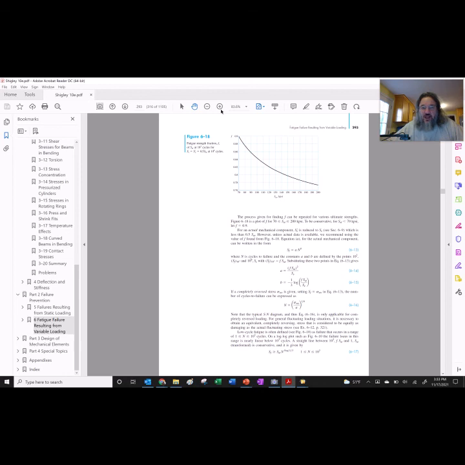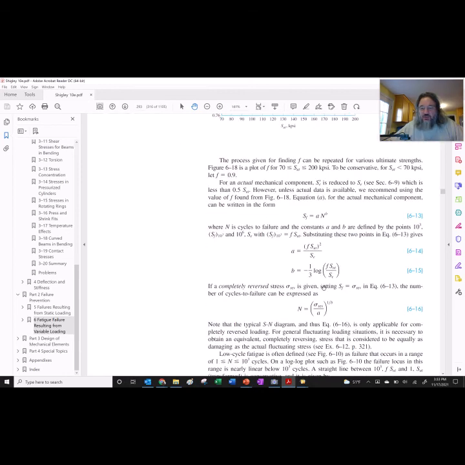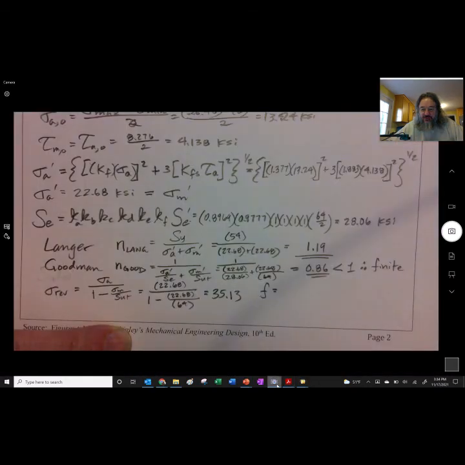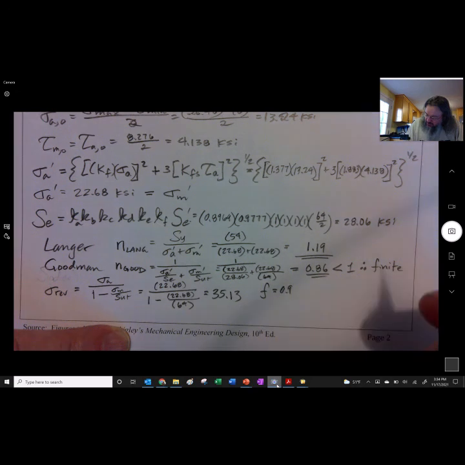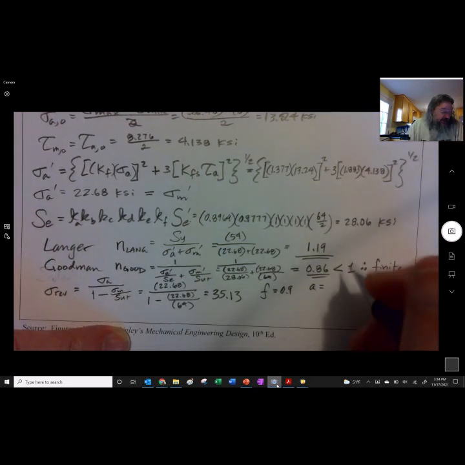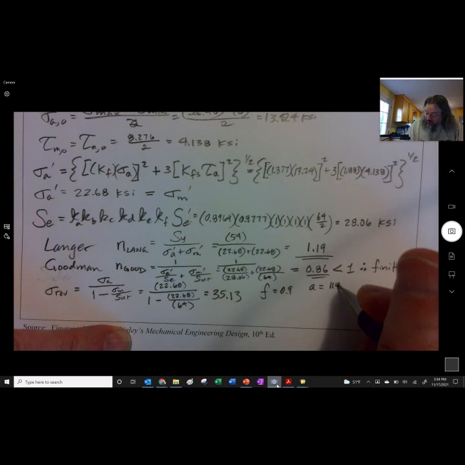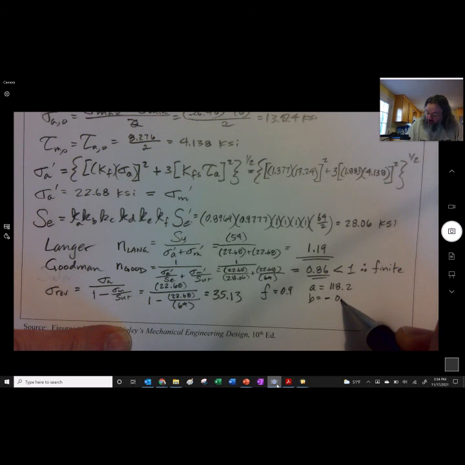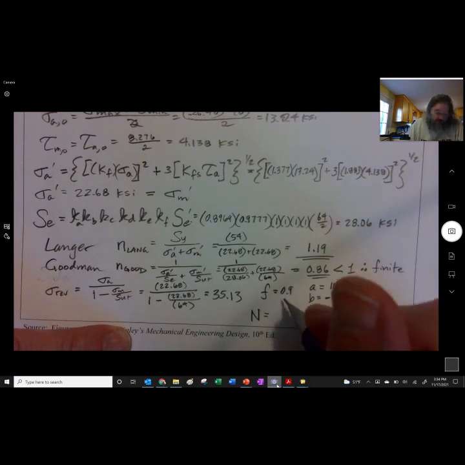We're going to put that into this equation and this equation, and then we're going to be able to put that A and that B into this equation and find the number of cycles. So laziness says that I'm going to put that in, and if I find that A, I get 118.2, and B is negative 0.1041.